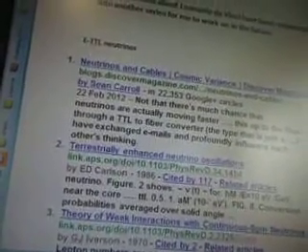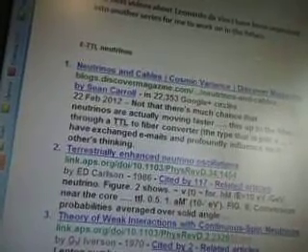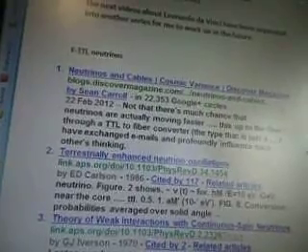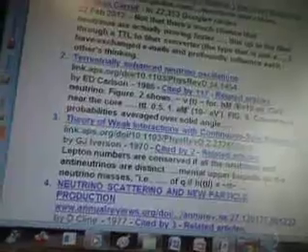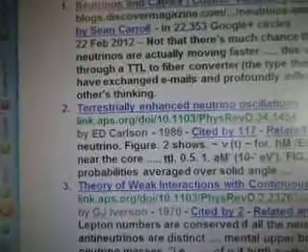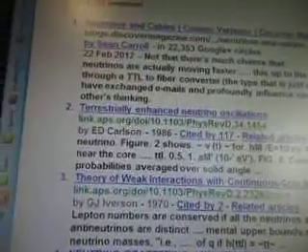by blogs.discovermagazine.com, by Sean Carroll, February 22nd, 2012. Not that there's much chance that neutrinos are actually moving faster. This is up to the fiber through a TTL to fiber converter. Okay, so he's talking about that. Terrestrially enhanced neutrino oscillations from links.aps.org, and that's from E.D. Carlson, 1986. You can see the keywords are neutrino, and it's got different measurements there.